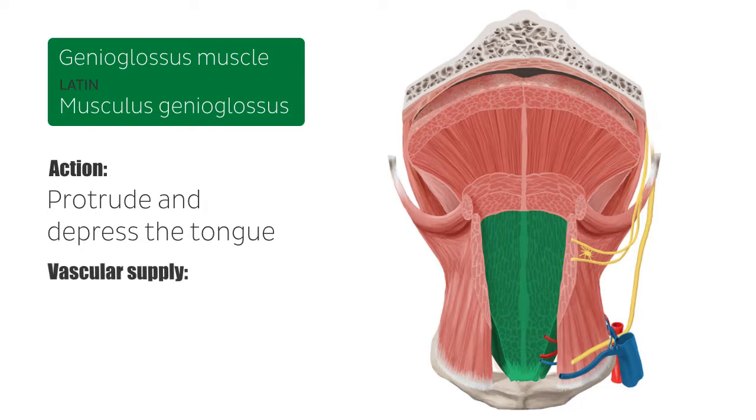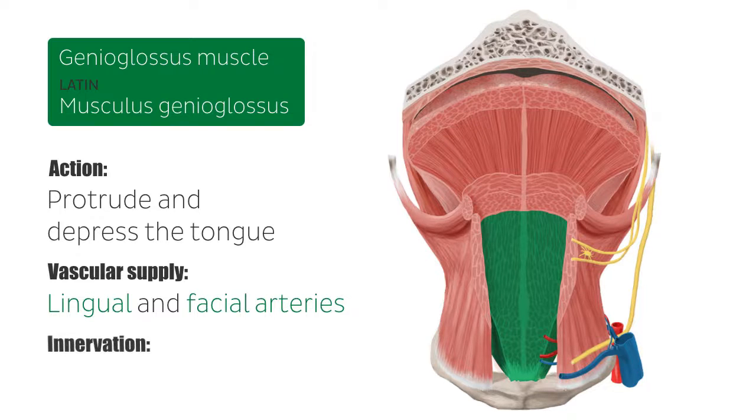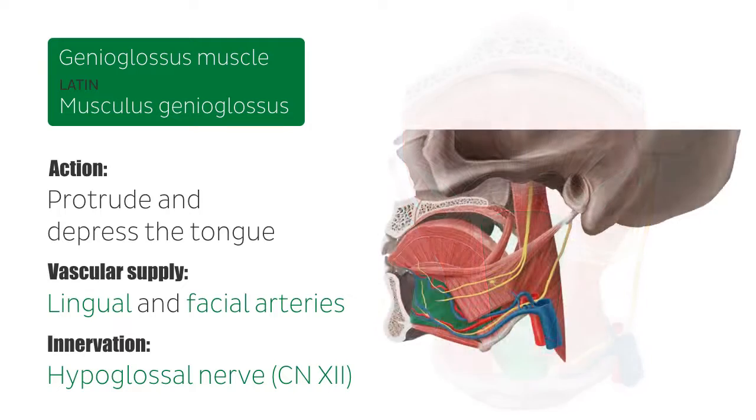It is supplied by the sublingual branch of the lingual artery as well as the submental branch of the facial artery. Both the lingual and facial arteries are branches of the external carotid artery. The genioglossus is innervated by the hypoglossal nerve, which is the 12th cranial nerve. If we switch to a lateral view, you can see that the genioglossus is triangular in shape and arises from the hyoid bone superior to the geniohyoid muscle.